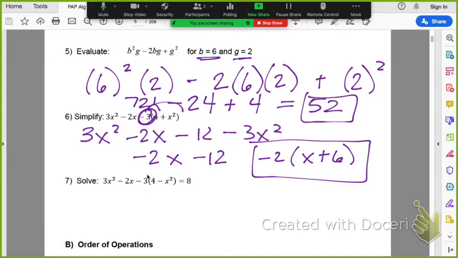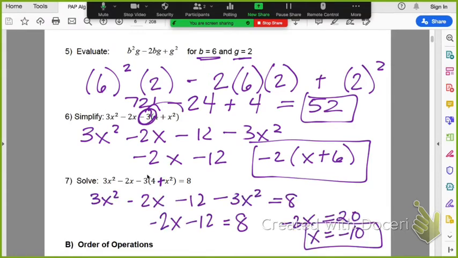So now I want you guys to try number 7. It's just now solving for x. Does anybody have questions about number 7? Okay.